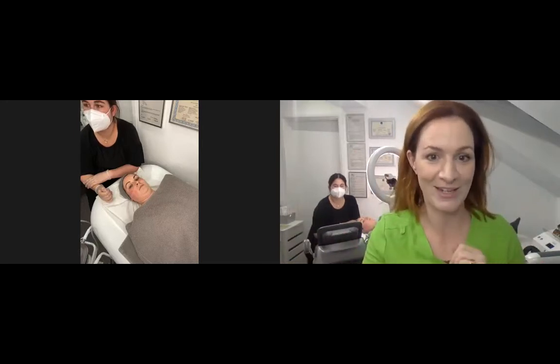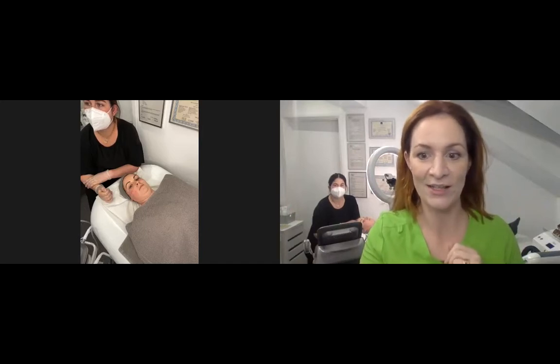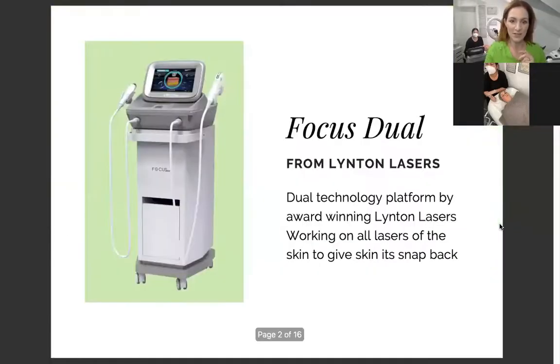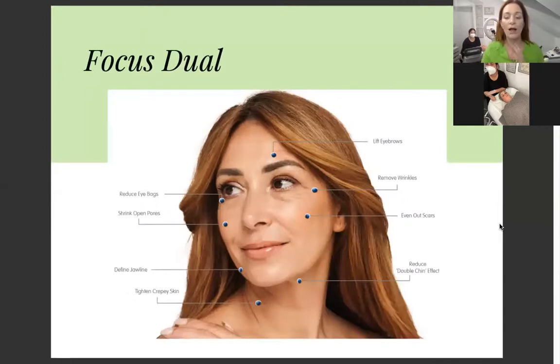So let me go back to sharing screen here. So this is the Focus Jewel. It combines two fantastic advanced treatment platforms to work on your skin at all layers to give your skin its snap back. We are working on lifting eyebrows, reducing wrinkles, evening out skin tone, shrinking open pores, reducing eye bags, really giving that lift and definition around the jawline and around the neck, which I know as we age becomes quite a crucial point for us to target.